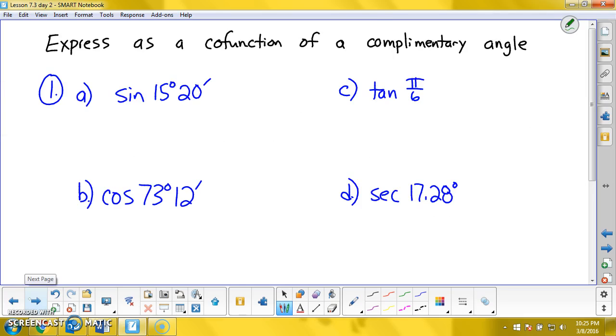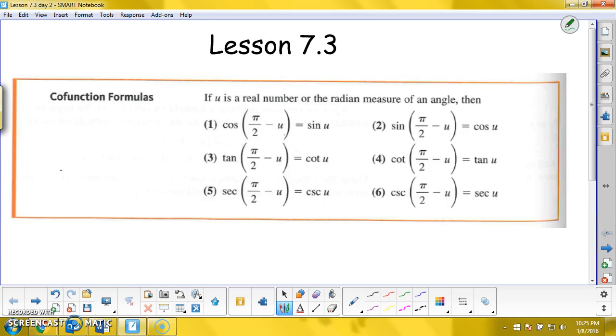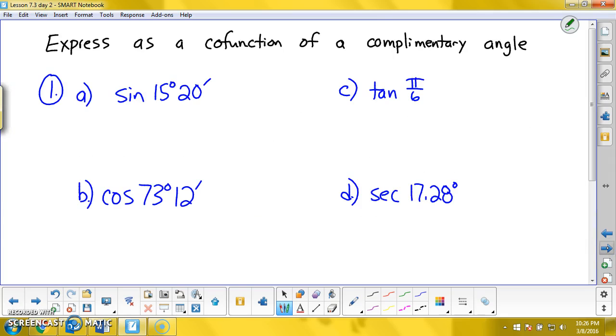So now, using those cofunction identities, problem number 1 says express as a cofunction of a complementary angle. It says the sine of 15 degrees 20 minutes. Referring to this cofunction identity, sine of u equals the cosine of half pi minus u. So we'll simply change this into the cosine of the complement, which would be 74 degrees and 40 minutes. I got the 74 degrees 40 minutes by finding the complement of 15 degrees 20 minutes.